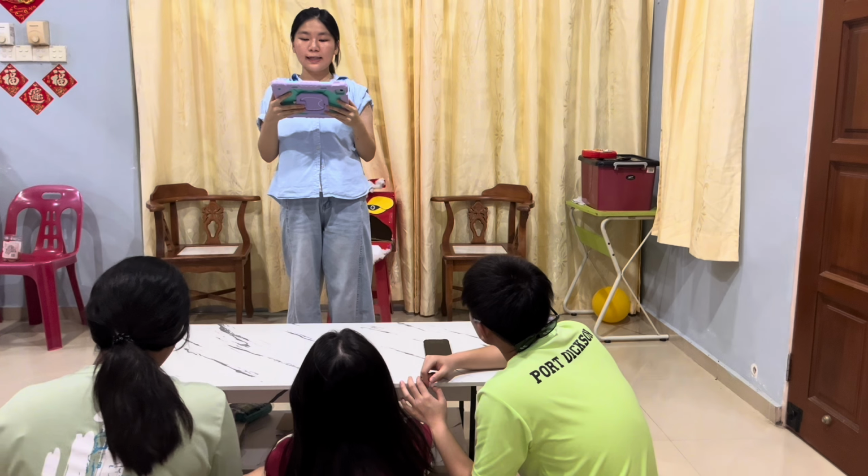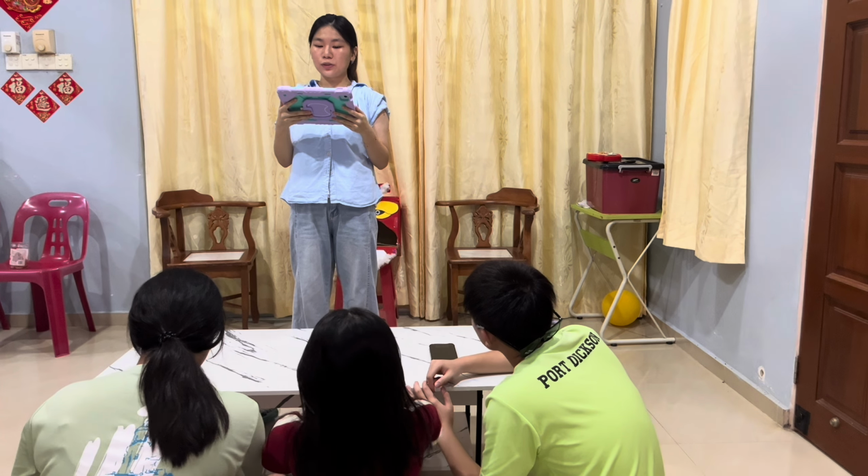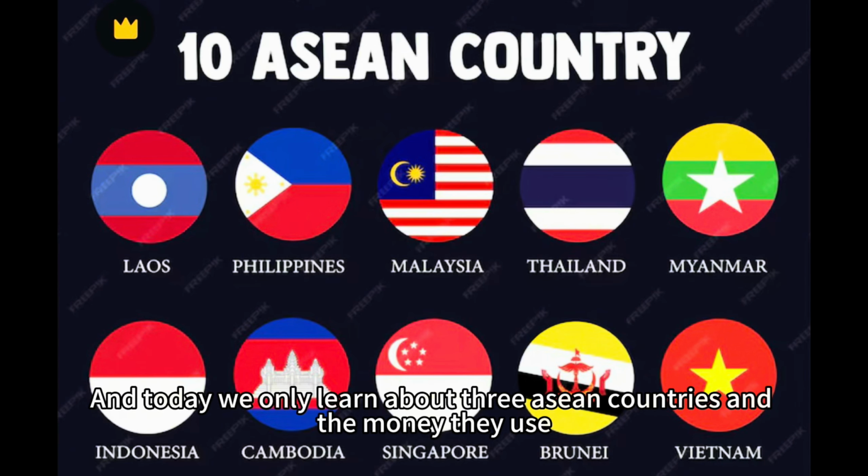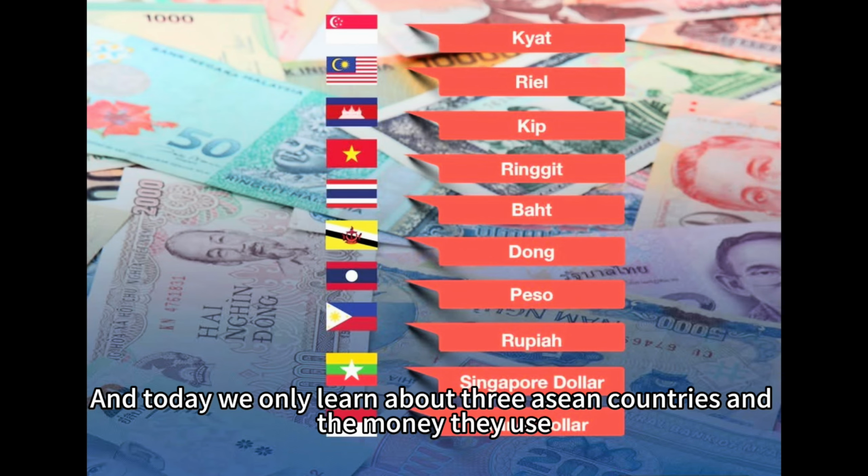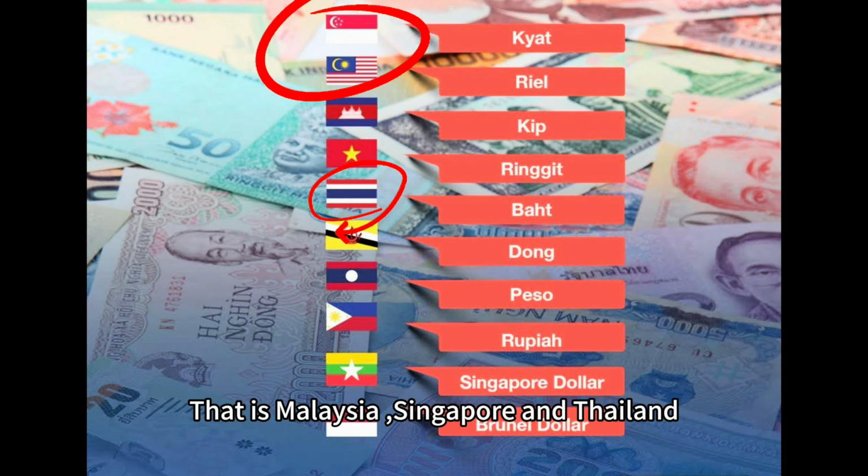To learn about Asian countries and the money they use. And today we only learn about 3 ASEAN countries and the money they use. That is Malaysia, Singapore and Thailand.